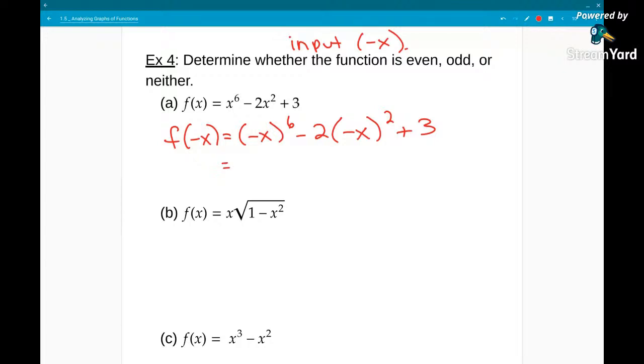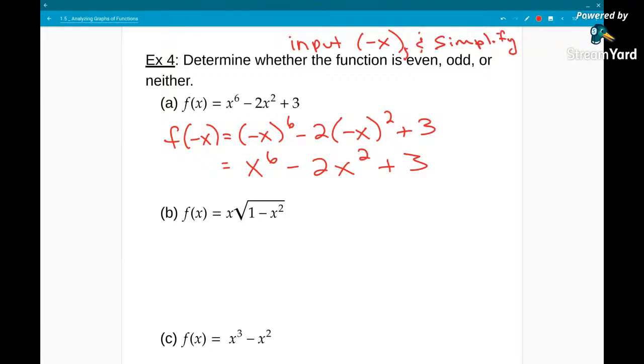Negative x times negative x times negative x, and 6 copies of negative x multiplied together makes a positive x to the 6th. This next term simplifies to a negative 2x squared, and this becomes a plus 3. So you're going to input negative x and simplify every single time.